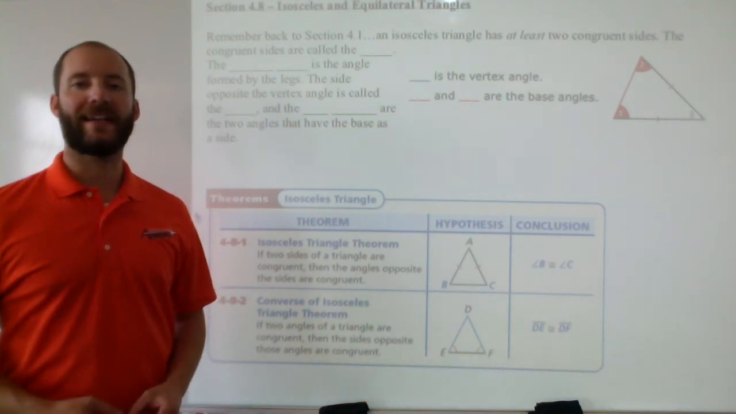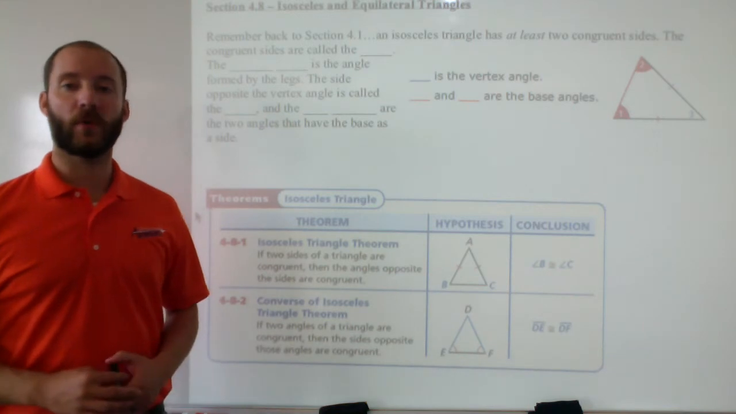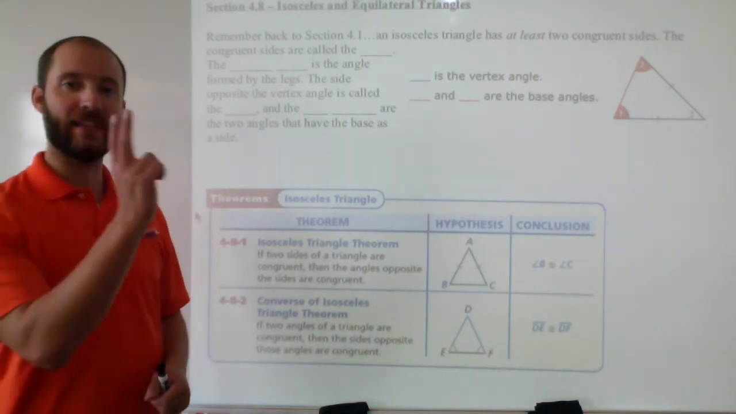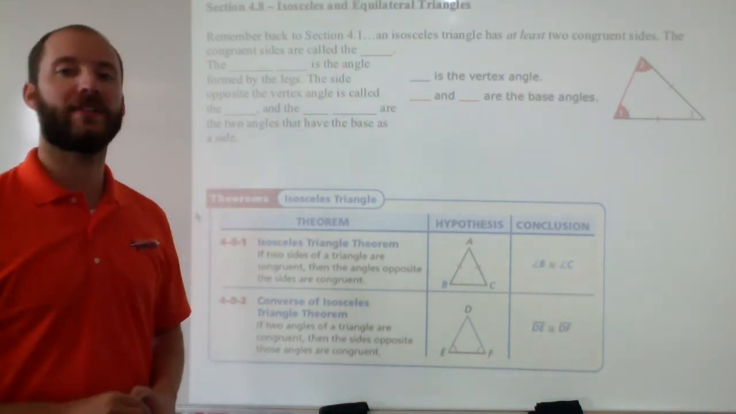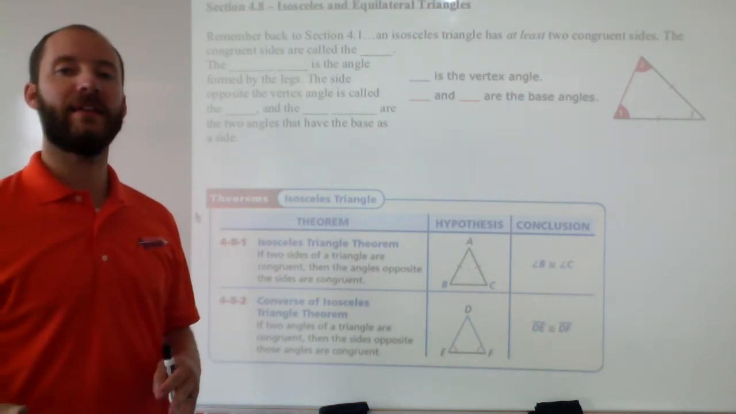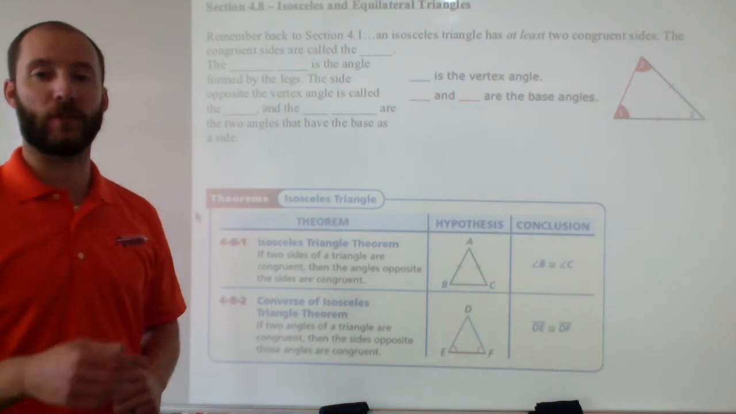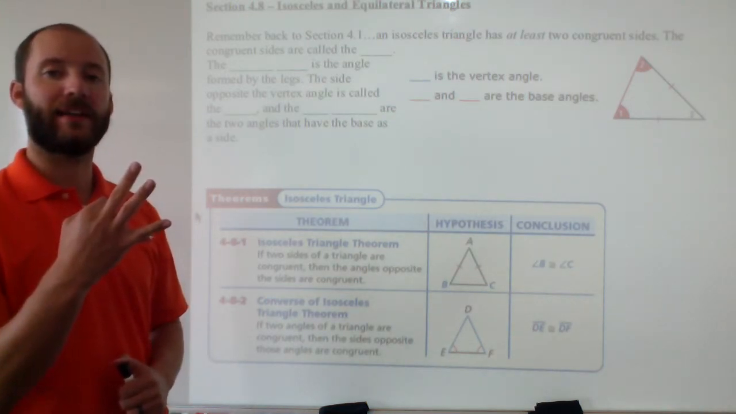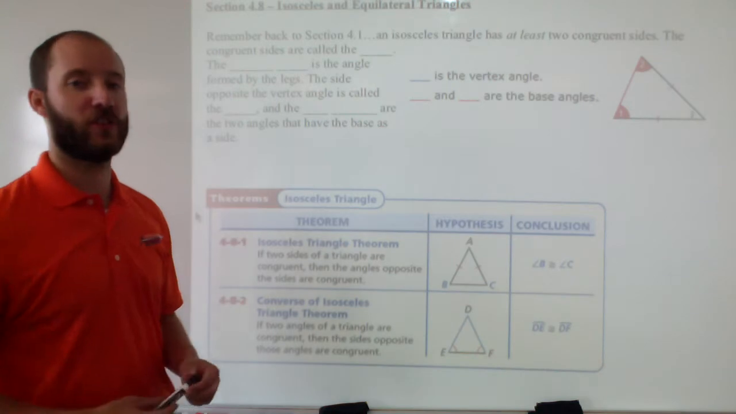Section 4.8, isosceles and equilateral triangles. If you remember back to section 4.1, an isosceles triangle has at least two congruent sides. So that means an equilateral triangle technically can be classified as isosceles, because with three congruent sides, that does mean that it has at least two.